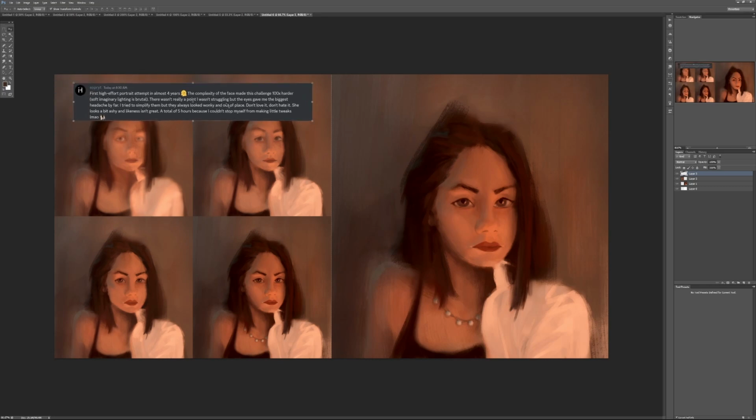First high-effort portrait attempt in almost 4 years. That's a comment that gets you up on stage. Hey, Soprit, how's it going?